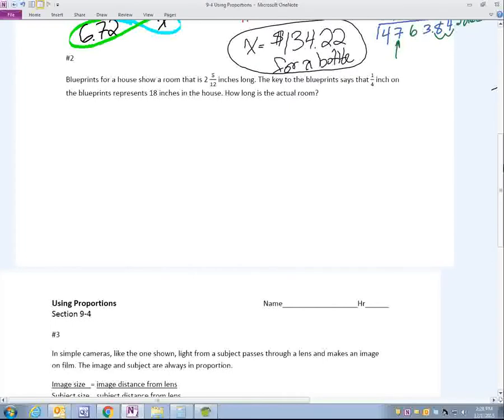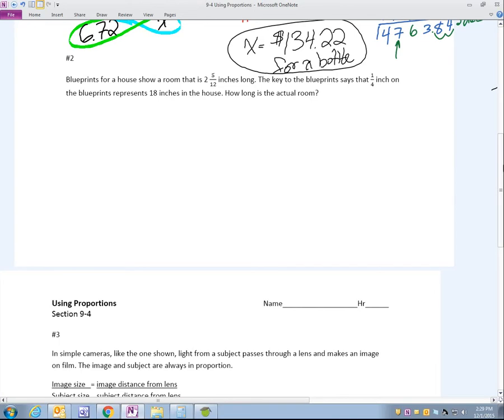The blueprints for a room. We're running out of time already. We're going to do this one as well. This one's easier. The blueprints for a room show a house that is 2 5/12 inches long. The key for the blueprints says that 1/4 inch on the blueprints represents 18 inches on the house. How long is the actual room?